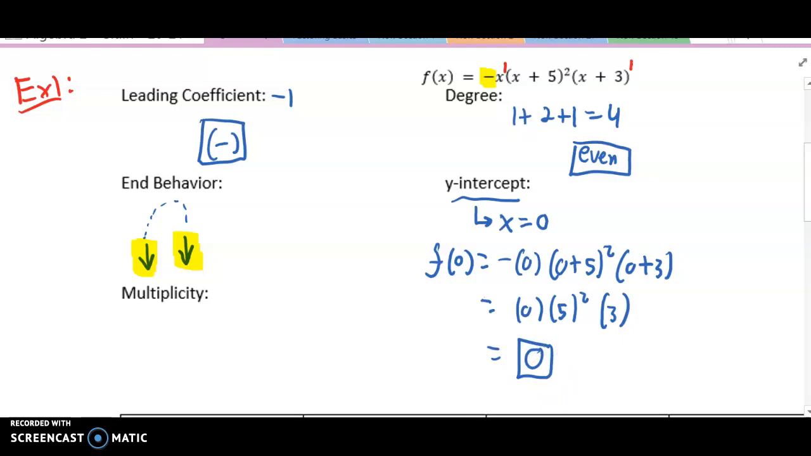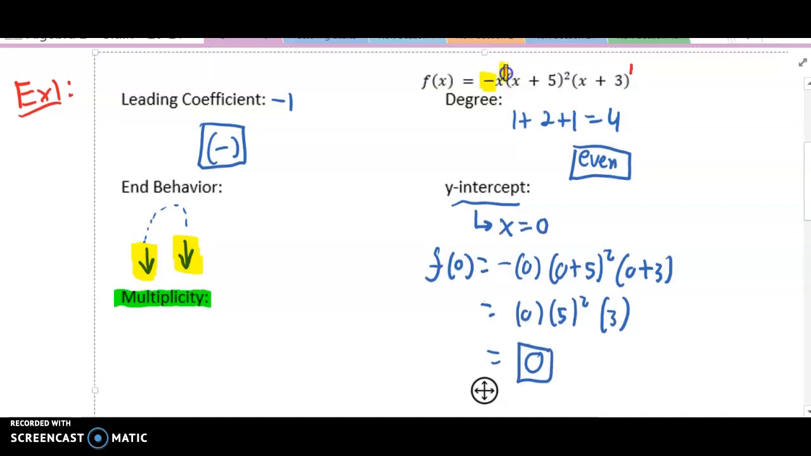Okay, this word here, multiplicity, means how many times does it appear, which is basically the same thing as what is its power. So this has a multiplicity of 1, this has a multiplicity of 2 because there are 2 copies of it, and this has a multiplicity of 1.